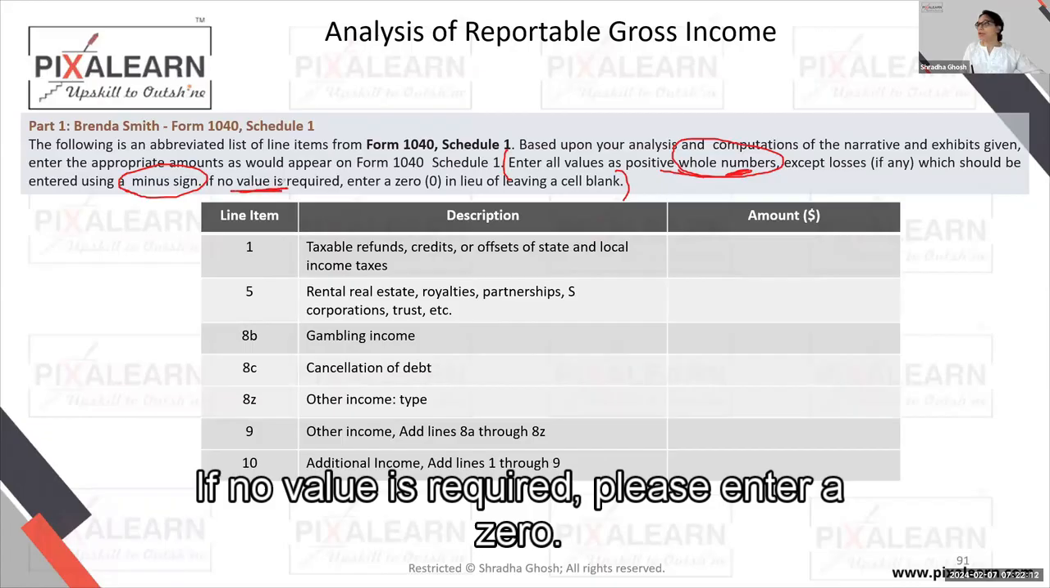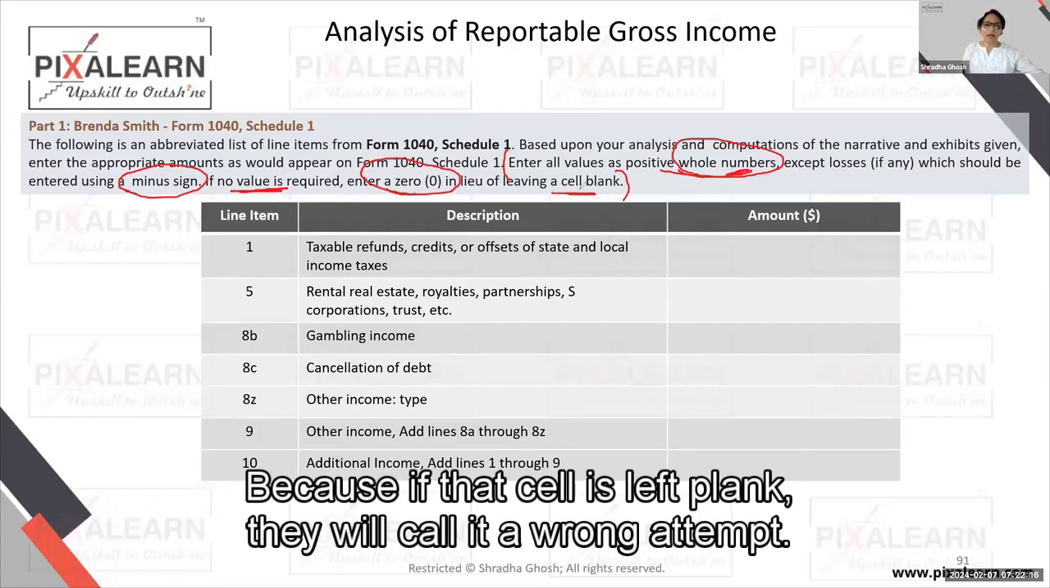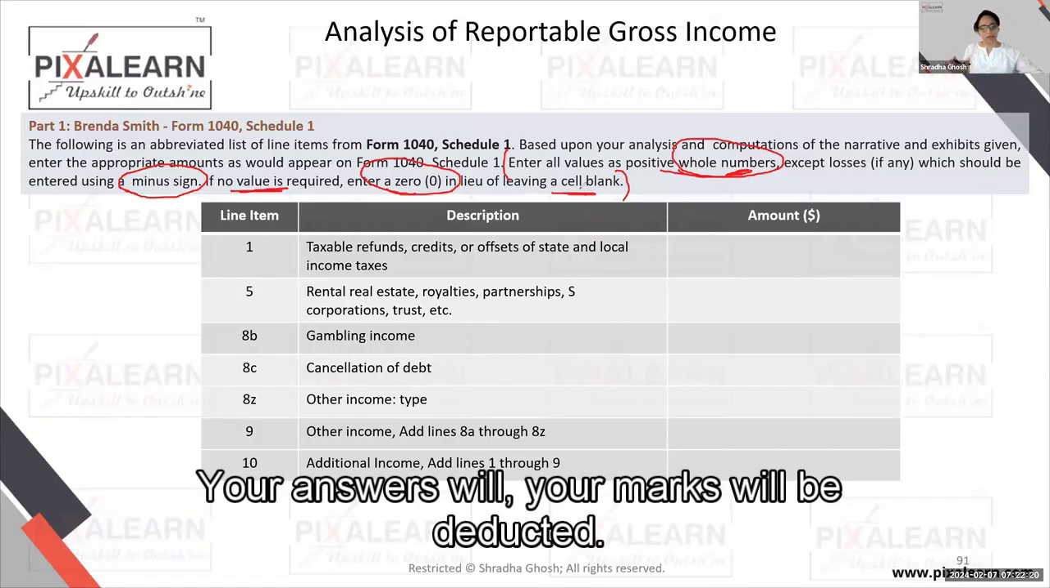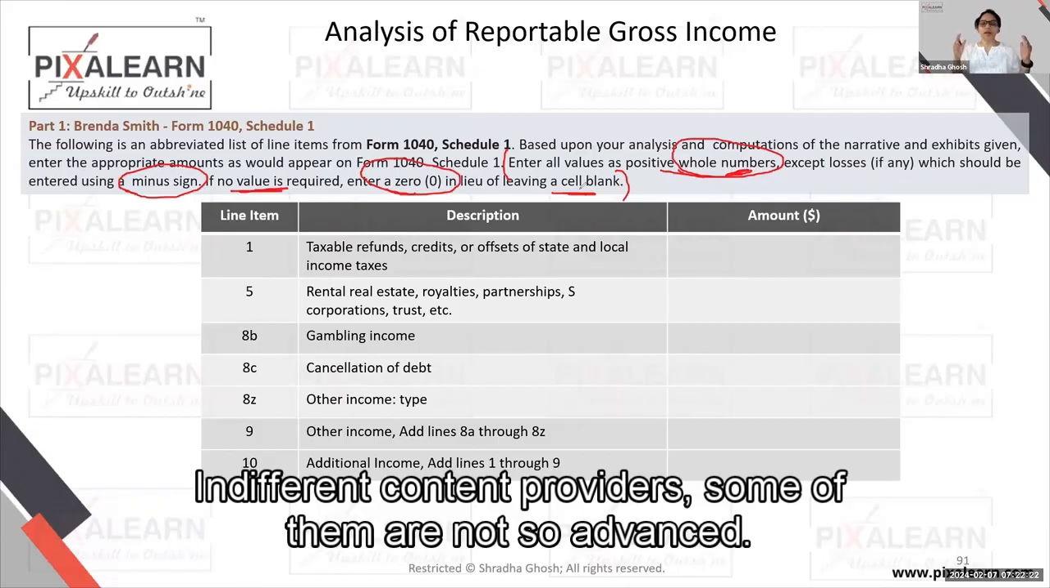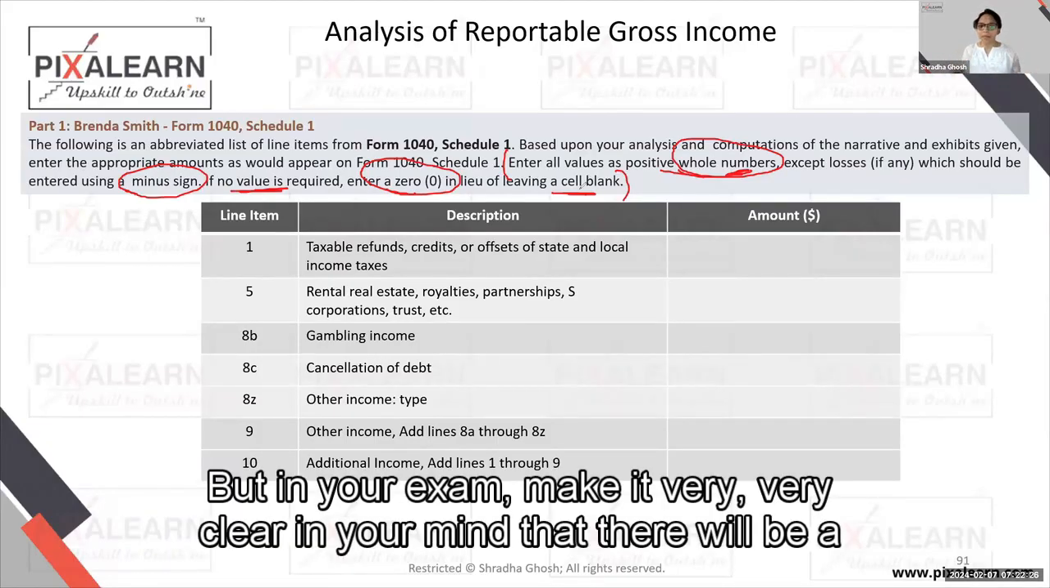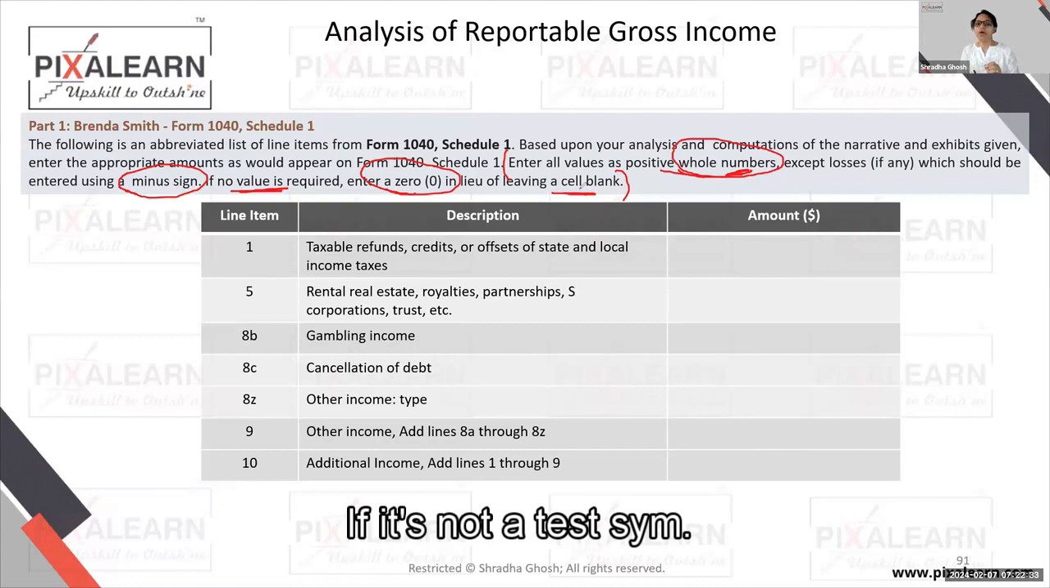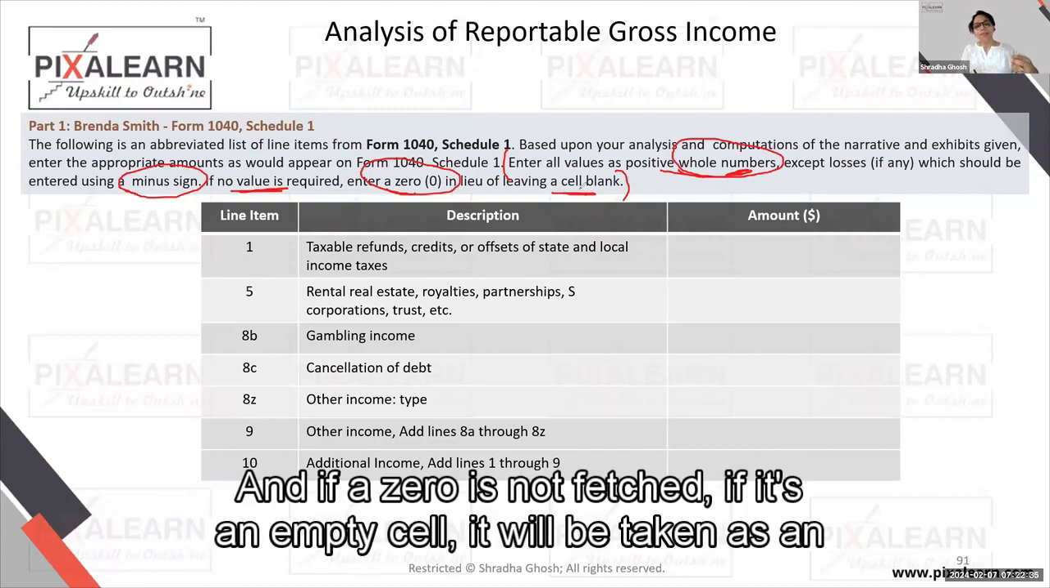If no value is required, please enter a 0, because if that cell is left blank, they will call it a wrong attempt. Your marks will be deducted. Okay, in different content providers, some of them are not so advanced, but in your exam, make it very, very clear in your mind that there will be marks allocated for every cell if it's not a test sim. And if a 0 is not entered, if it's an empty cell, it will be taken as an incorrect answer.